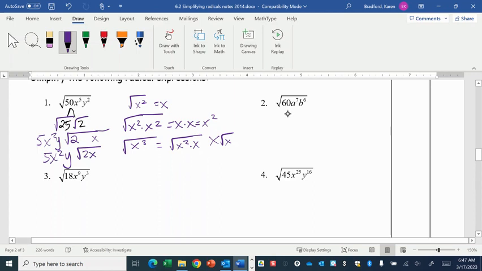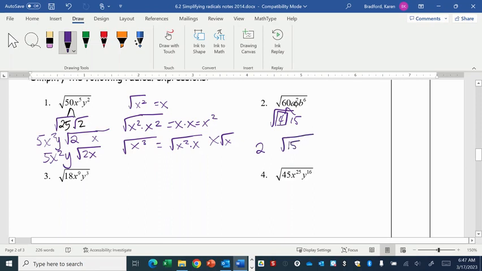All right, let's take a look at 60. 60 can be broken up into a perfect square. Now, we could break it up as 2 times 30, but neither one's a perfect square. But 4 times 15, and 4 is a perfect square. So when we take the square root of 4, that will come out as a 2. And the 15 is going to stay inside.